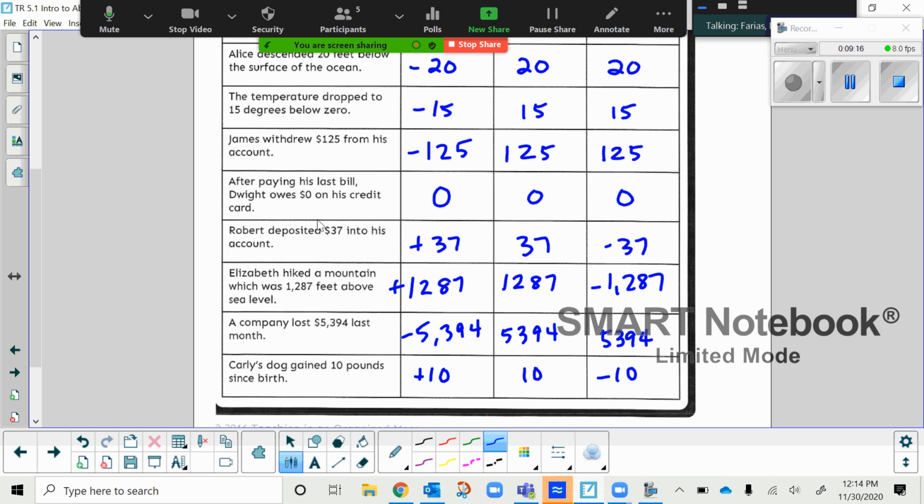So the point of this table was to bring your attention to the idea that opposite integers have the same absolute value, first of all. So -2 and 2 would have the same absolute value of +2, but also to give you some real world context about positive and negative integer values.